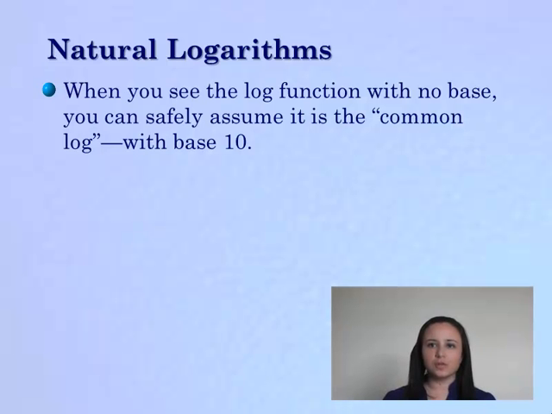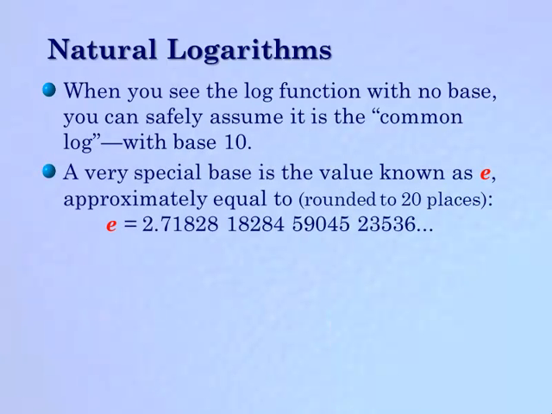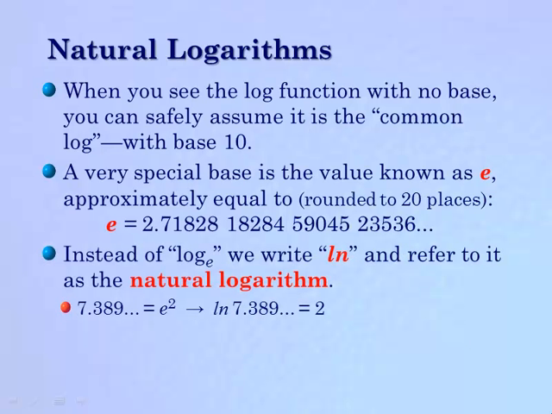Let's look at some logarithms that aren't base 10. When you see the log function with no base, you can safely assume that it's the common log with base 10. Now, there's a very special base that's known as e. This is the value that it has, approximately 20 places. It just goes on forever and ever. It does not ever stop. It never repeats. It's a very special number called a transcendental number. You don't need to know that, but just know that e is a very special number.